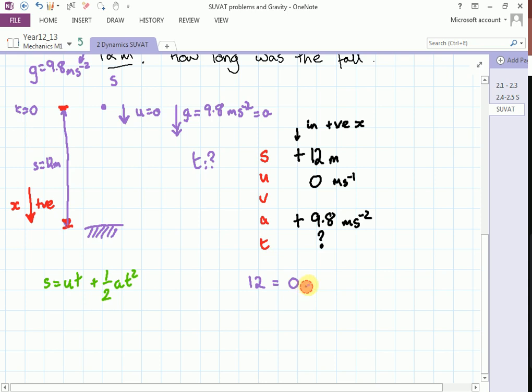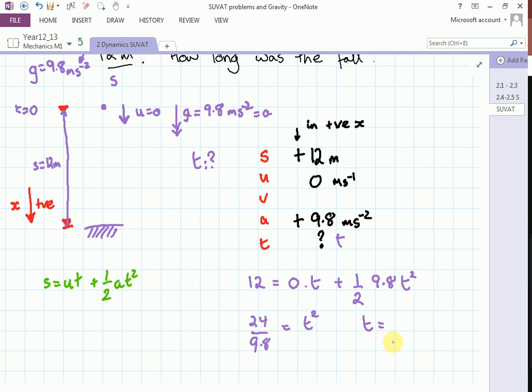So U times T. We don't know what it is, so I'm using T. Plus 1/2 9.8 T squared. And so now I can rearrange this or solve it. So I've got 24 over 9.8 gives me T squared. And therefore T equals, and now it's a case of find your calculator.